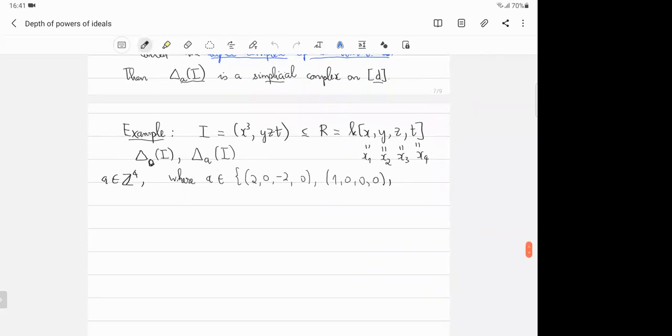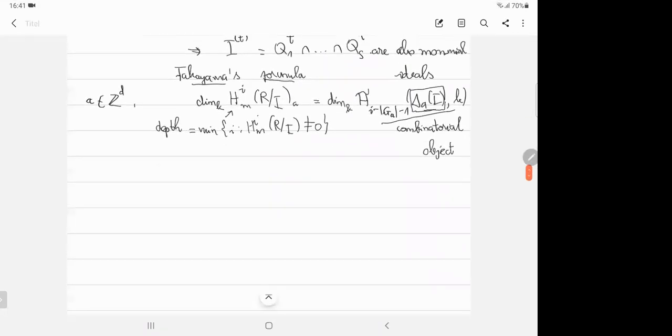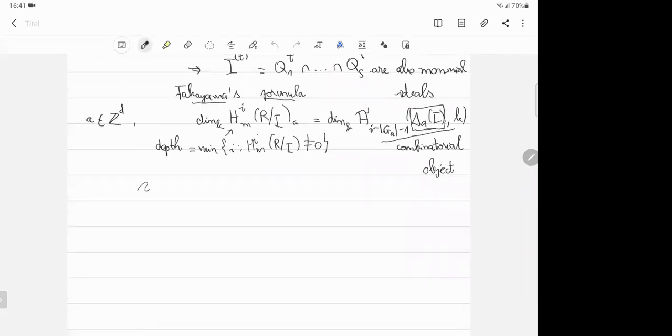So the formula for that would be like this. It really doesn't matter how one chooses A, right? Of course, it will depend also on A as well. So you have to take the minimum of, combining these two formulas, then you get that the depth is the minimum of j plus the cardinality of the negative support of A, such that the reduced simplicial homology is non-zero, plus one, sorry.